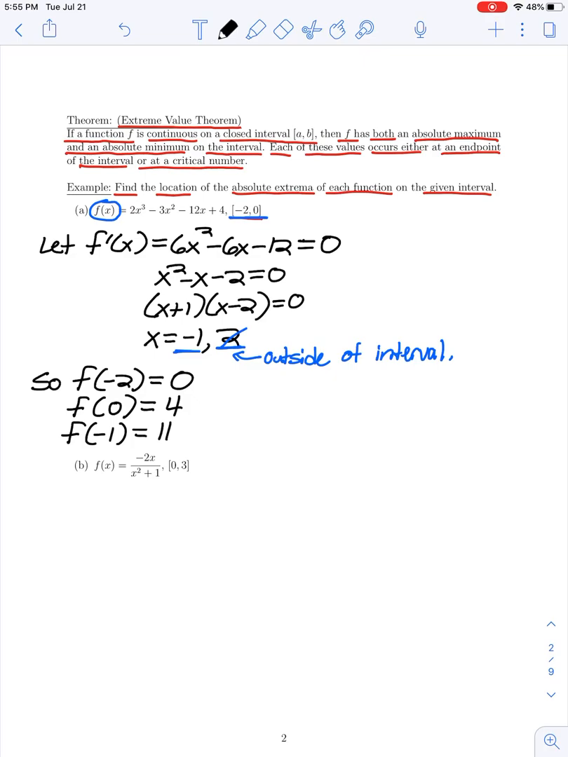So now we look at what the largest and smallest of these values would be. We see that the largest value is 11. So this would be the absolute maximum value of our function. And the smallest of these values is 0. So this would be the absolute minimum of our function. So here the absolute minimum occurs at the left endpoint, x equals -2, and the absolute minimum value is 0. The absolute maximum occurs at -1, which was a critical value, and the absolute maximum value is 11.